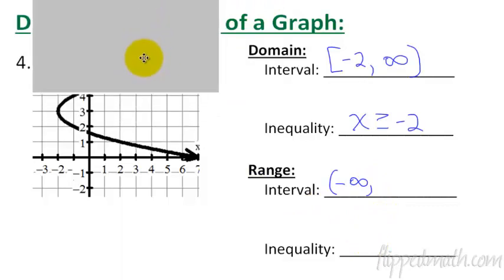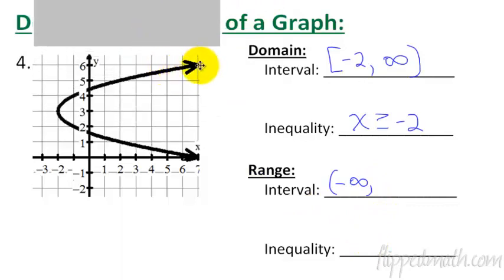Now how far up does it go? It keeps going and going and going and going, and it never stops. See, so the y values, if you notice, there's never a break in any y values. It keeps going forever. Therefore, we say it goes to positive infinity, close parenthesis.